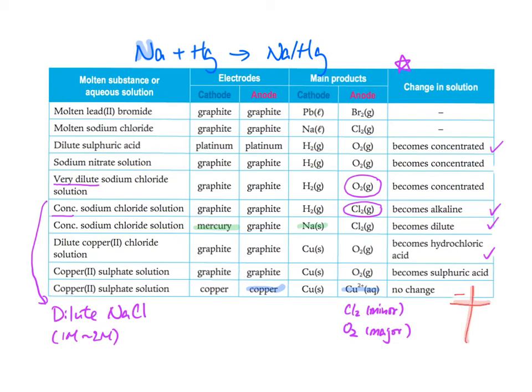we'll have Cu2+, H+, SO4 2-, OH-, and also Cu. So in that case, you find that Cu2+ will discharge, while Cu will keep on releasing Cu2+. So the concentration of the Cu2+ is more or less the same. So in this case, there are no changes in the solution. Other than that, I'd like you to draw attention to this area.